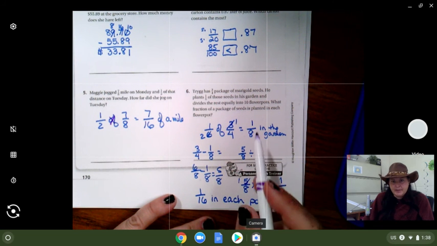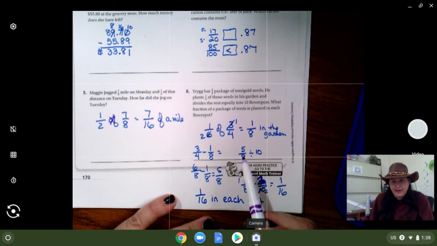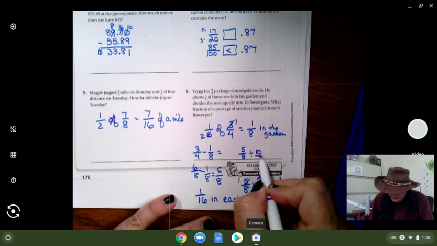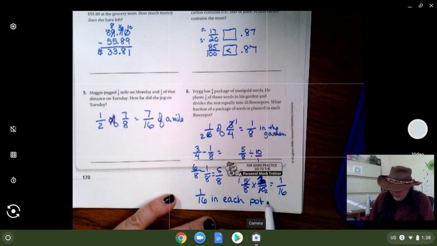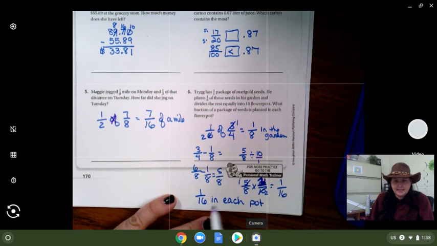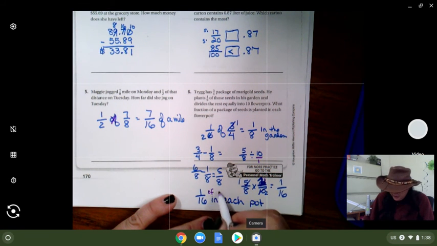So he put them in 10 flower pots. So I put 5/8 divided by 10. And when I divided, I'm going to flip the second and multiply. The 1 will be on top and the 10 on the bottom. Simplified, and I had 1/16 in each pot. So 1/16 of the package was in each pot.